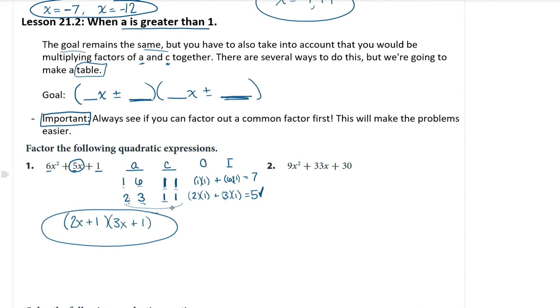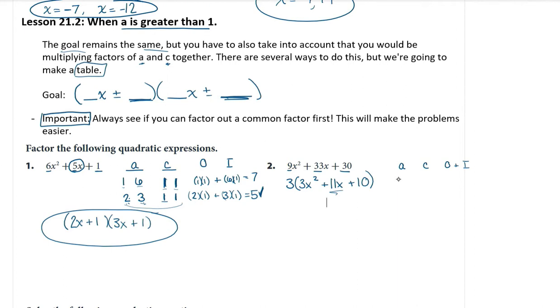Now number 2 is a little more complicated, and if you look at our numbers, 3 can go into each of them evenly. So I'm going to do that first. So dividing every coefficient by 3, we would get 3 on the outside and then 3x squared plus 11x plus 10. So now making my table, I'm going to list the factors of A, the factors of C, and then we have the outside and the inside that we're trying to add to get to 11.